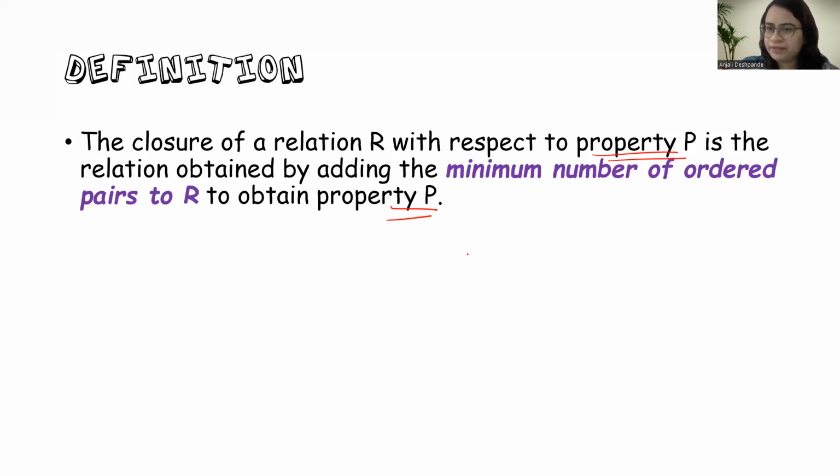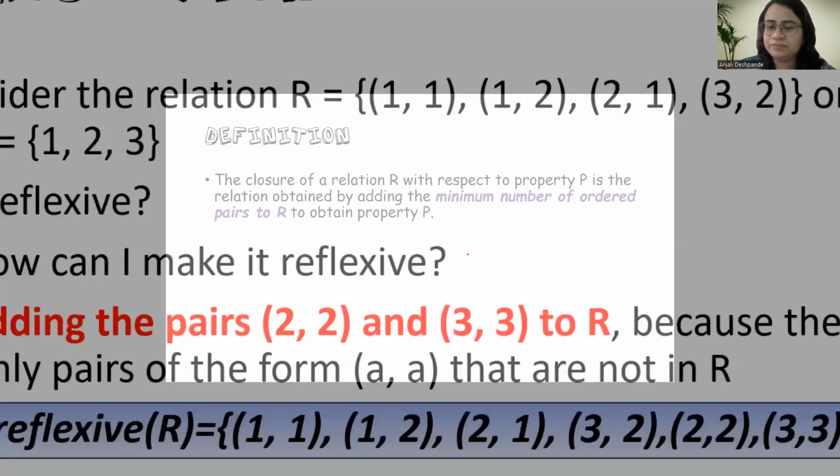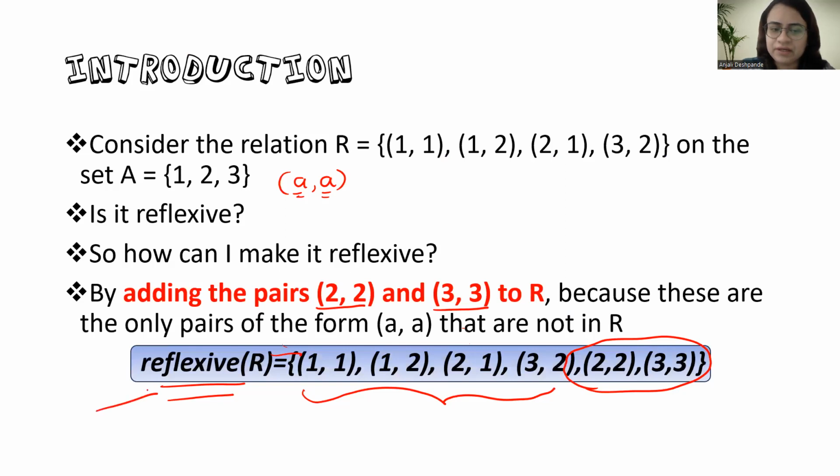So what is a property? We have already seen the properties of binary relations, that is reflexive, symmetric, transitive, and so on. So if I want to obtain any property P for the relation, I will do it by adding the minimum number of ordered pairs to make it obey that particular property. So the previous example is nothing but the reflexive closure of R. Why? Because I added minimum pairs to R, so it became reflexive.